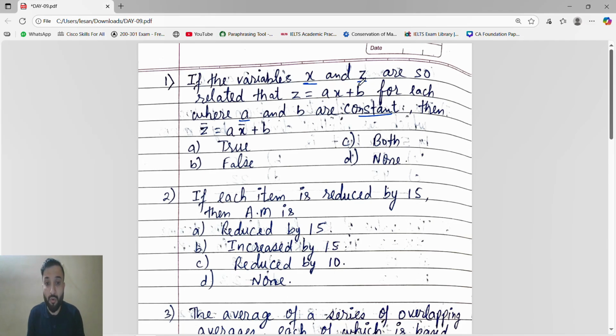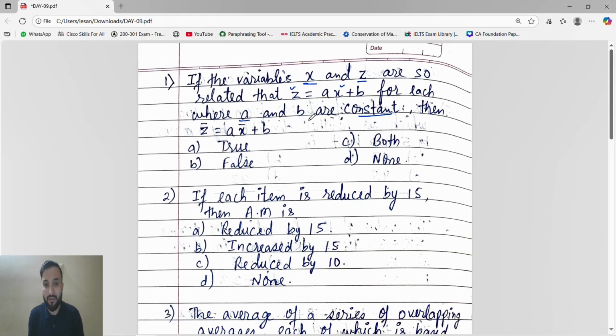So mostly we will focus on the variables. So what are the variables? Z and x are the variables. So what have they given? They have given related z equals ax plus b. Then z bar equals a x bar plus b, is it true, false, both, or none?